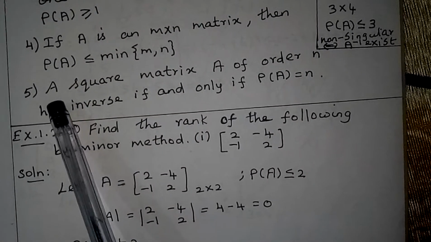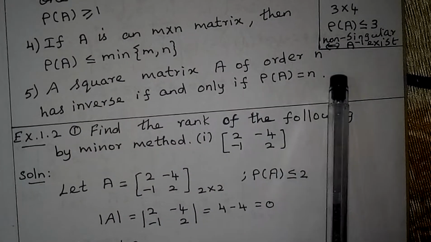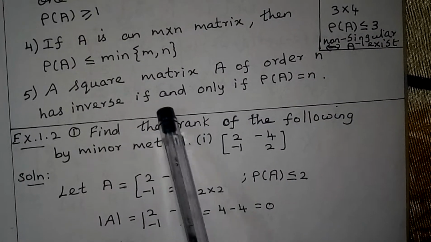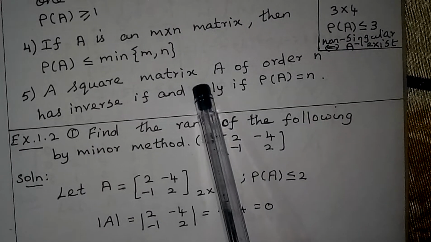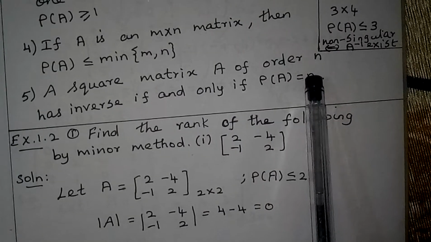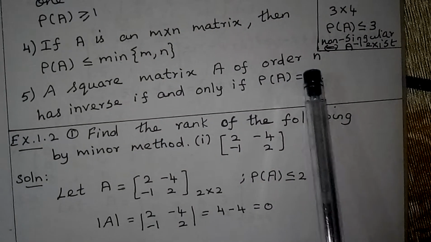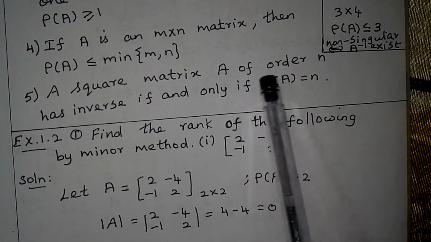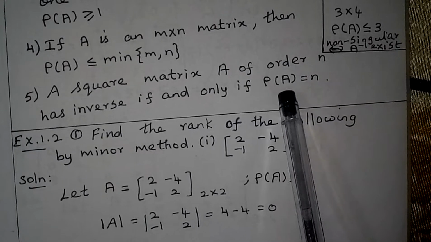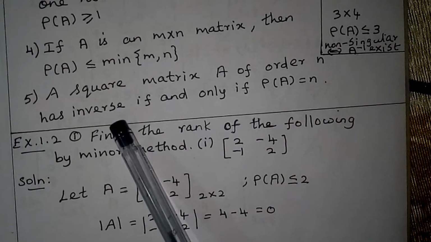Then the next point: a square matrix A of order n has an inverse if and only if the rank of A is equal to n. So if you have a square matrix of order n, then that matrix will have an inverse only if the rank of A is equal to the order of the given matrix. Suppose the given matrix is of order 3, then its rank also should be 3. Then only the given matrix will have the inverse.